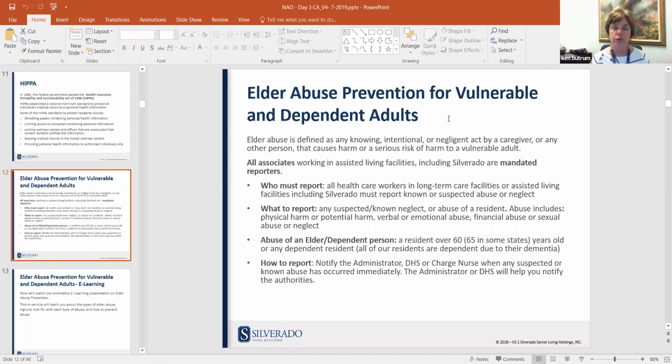So what do you do if you either see or suspect some kind of abuse? Well, immediately you want to notify the administrator, the DHS, or if they're not in the community, the charge nurse. And the first thing is we want to protect that resident. We want to make sure that no additional abuse can occur. So we're going to immediately protect that person. And then the administrator or the DHS or the charge nurse will help you to notify the authorities, and there's paperwork involved, and they would help you with all of that.